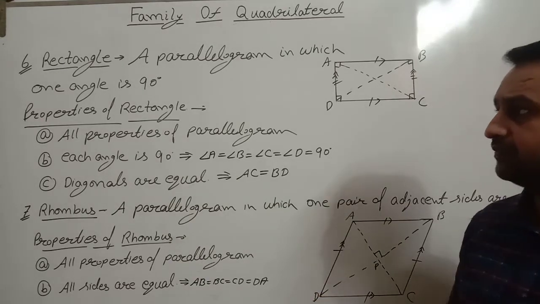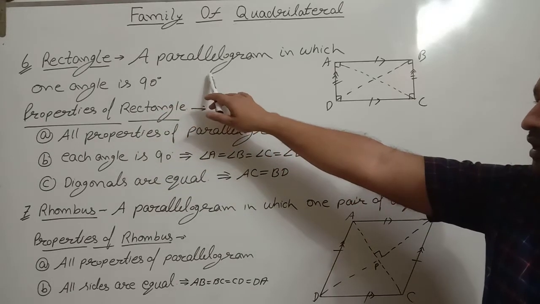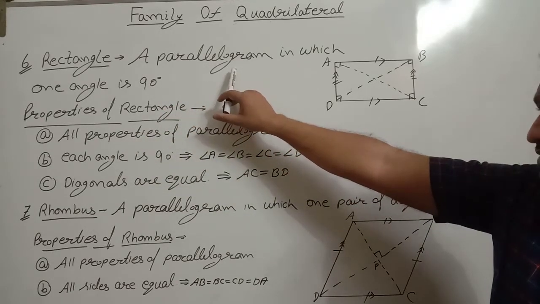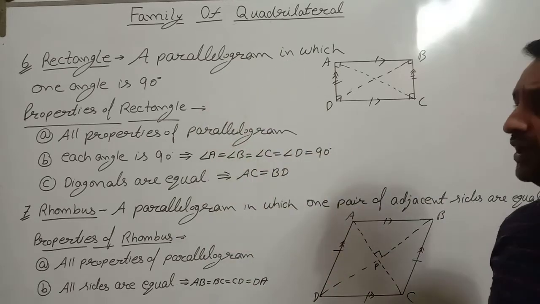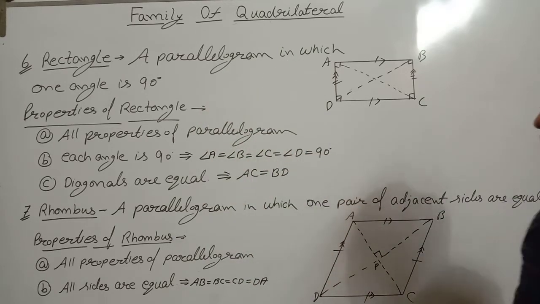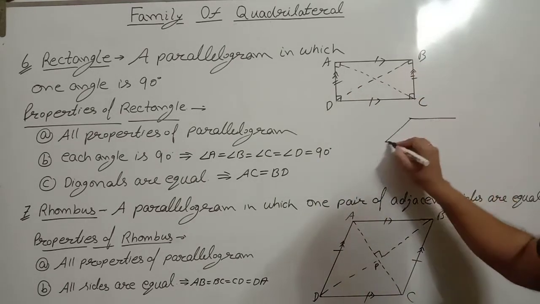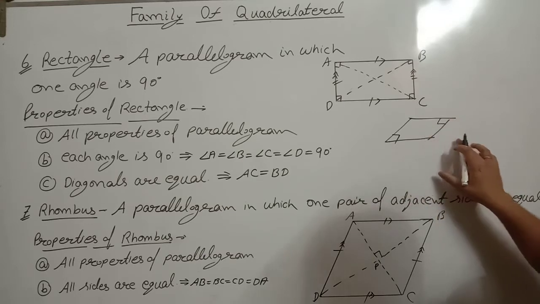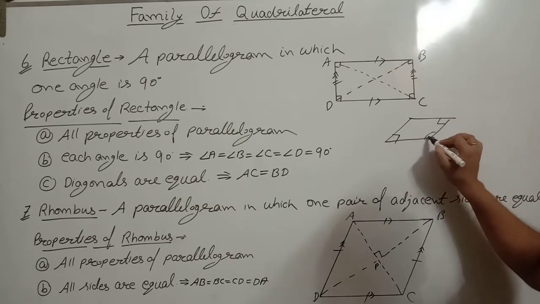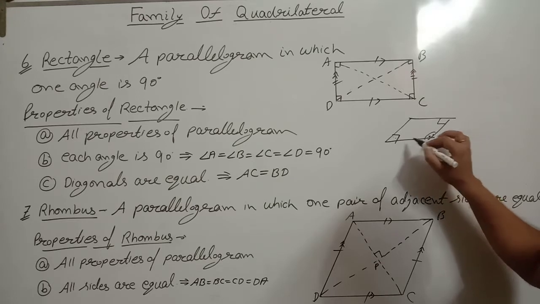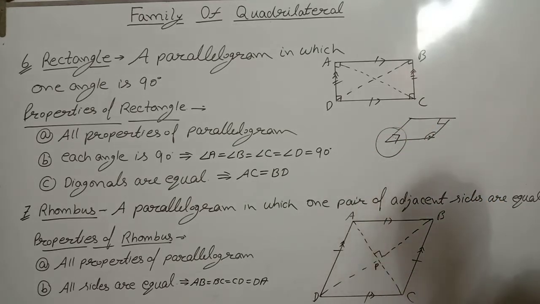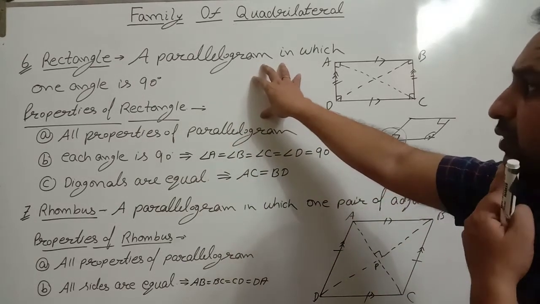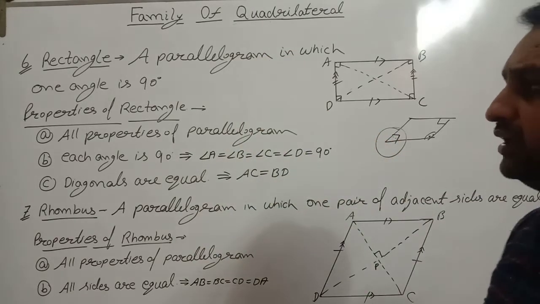Rectangle is very familiar. A rectangle is a part of a parallelogram, so we can say it is a parallelogram in which one angle is 90 degrees. If in a parallelogram one angle is 90 degrees, then this angle is also 90 degrees, because in a parallelogram opposite angles are equal and the sum of these two angles is 180 degrees. So if one angle is 90 degrees, then each angle becomes 90 degrees. According to the definition, a parallelogram in which one angle is 90 degrees is called a rectangle.